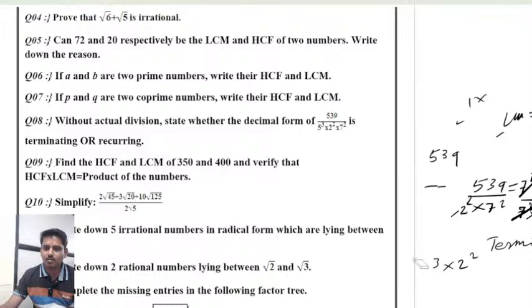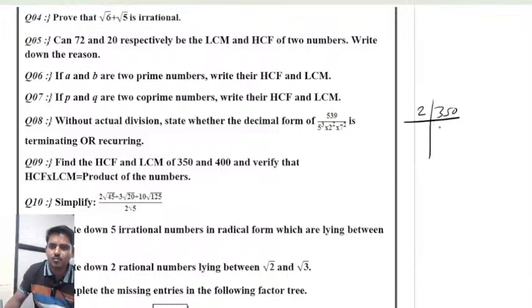Now 350 is even, so we can start with the smallest even prime, that is 2. After dividing we get 175. It is divisible by 5. So 5 threes are 15, and then again we divide by 5. So here 7, 7 and 1. So the factorization of 350 is 2 raised to 1, 5 square and 7.